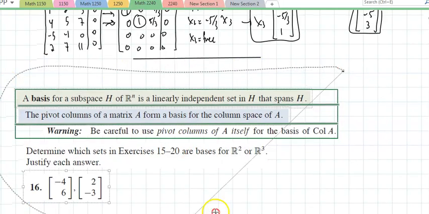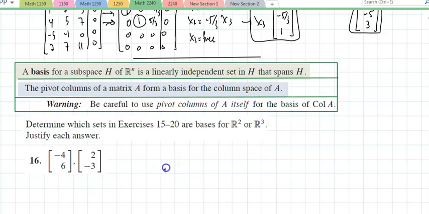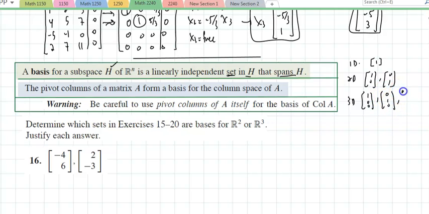Let's talk about bases. This is an introduction to bases, a slightly different idea. A basis for a subspace H is a linearly independent set in H that spans H. For 1 dimension, we use 1. For 2 dimensions, we use (1, 0) and (0, 1). For 3 dimensions, we use (1, 0, 0), (0, 1, 0), and (0, 0, 1).